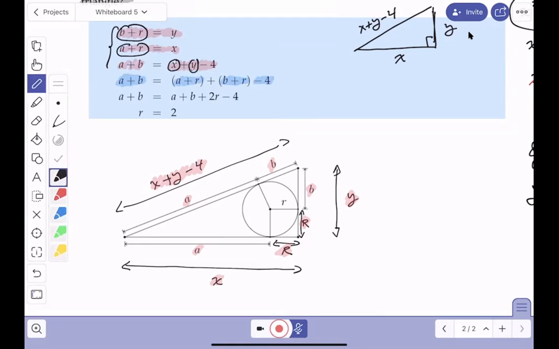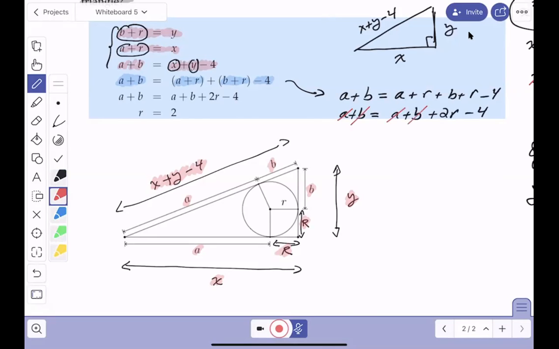Let me go through it with you though. I'll write this down for you. A plus B equals A plus R plus B plus R minus 4. A plus B equals A plus B plus 2R minus 4. I'm going to subtract A from both sides, that disappears, and B from both sides. And what am I left with? It's a miracle, something really simple. I'm left with 0 equals 2R minus 4. So what's R? R is 2.